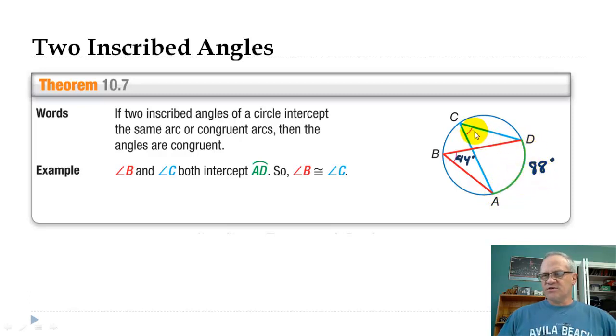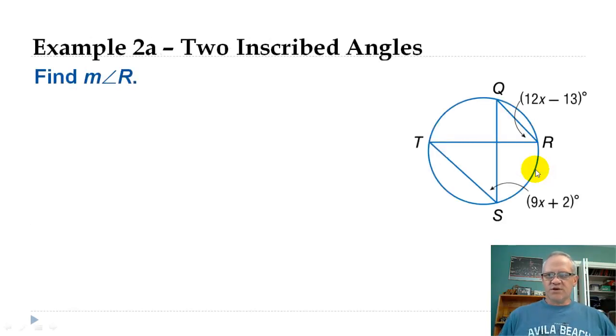So angle C would also be half of that, or 44. And if you notice, what this is saying is angle C and angle B are the same. They're going to equal each other. So even if we don't know what the degrees are, we do know that these two angles have to equal each other because they're both going to be half of that arc. Okay, so let's see how we can do this.